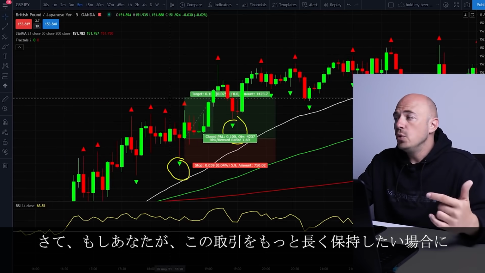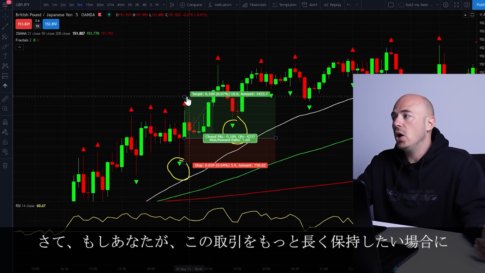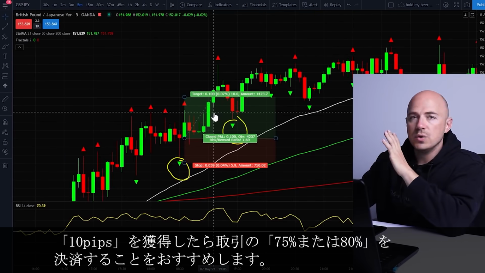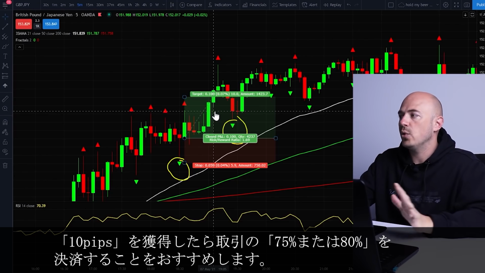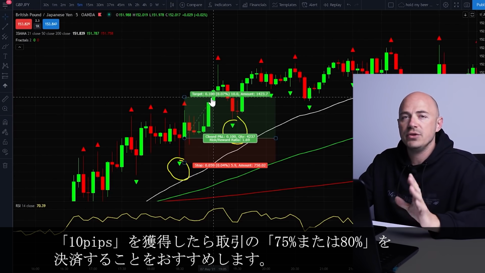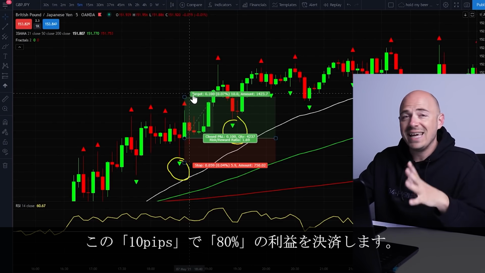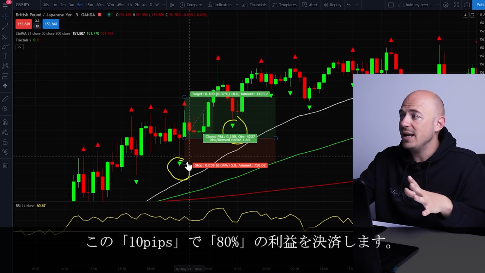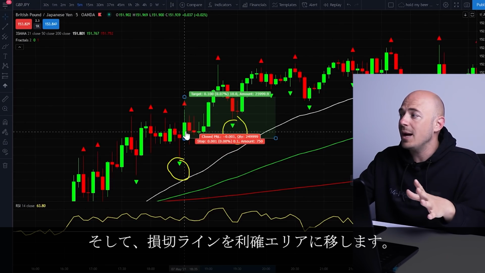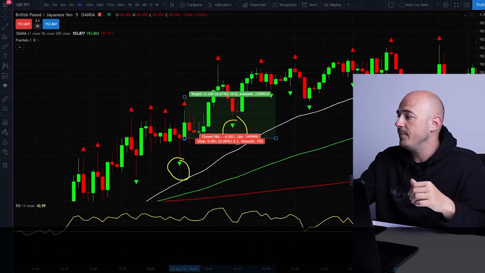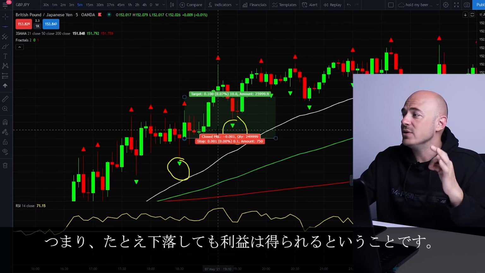Okay, so if you want to hold this trade longer, what I want you to do is close out like 75% or 80% of your trade once you've gotten 10 pips. This is only if you want to hold the trade long term. You're going to take 80% profits at this 10 pips and you're going to move your stop loss to in profit, meaning that even if it goes back down, you will still make money.